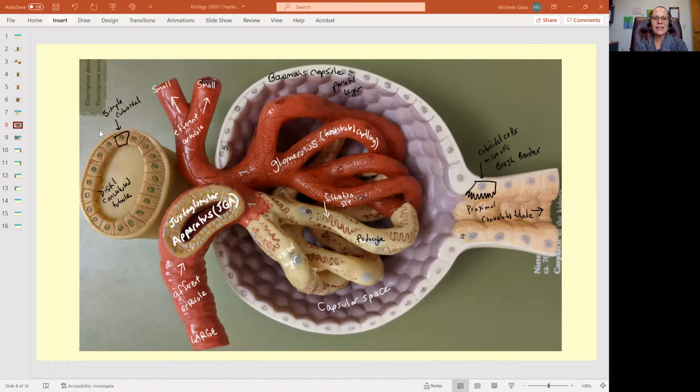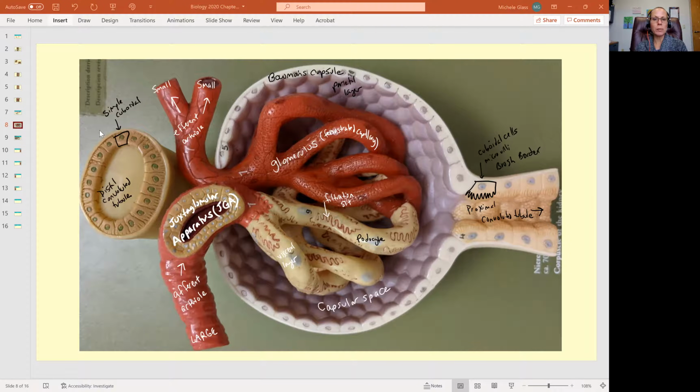We are taking a look at an old friend. So we're looking at our cut of our Bowman's capsule model from the lab, and we're seeing here the larger afferent arteriole moving into Bowman's capsule, feeding into the glomerulus, which is our fenestrated capillary bed, of course, exiting with a smaller efferent arteriole.